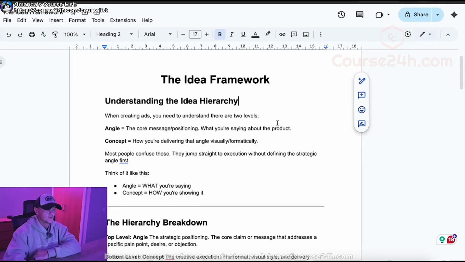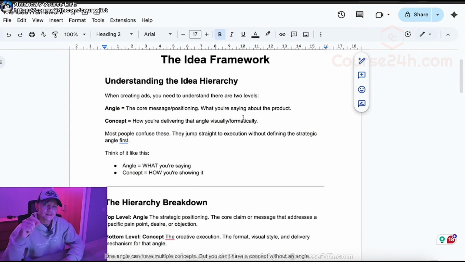Right, in this module, we're going to be talking about coming up with ideas, angles, and concepts. Now, they're three very different things, and that is what I'm going to break down in this exact lesson, and I'm going to show you how we're actually going to ideate. So, this is like a hierarchy.